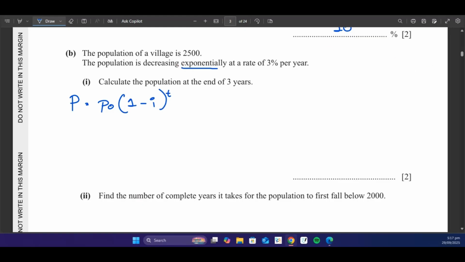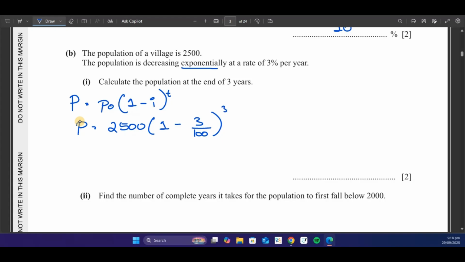All right, now we're just going to insert the values. So it was 2500 initially, 1 minus the rate, which is 3%, so that is 3 over 100, to the power of the time frame. Okay, that should give us 2282, and that is our final answer. Pretty standard and pretty simple up until now.